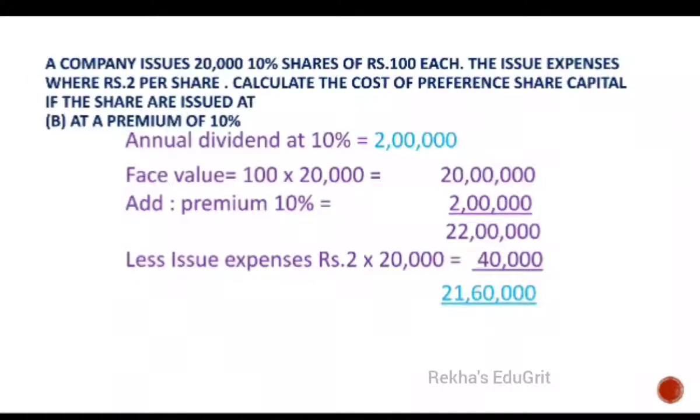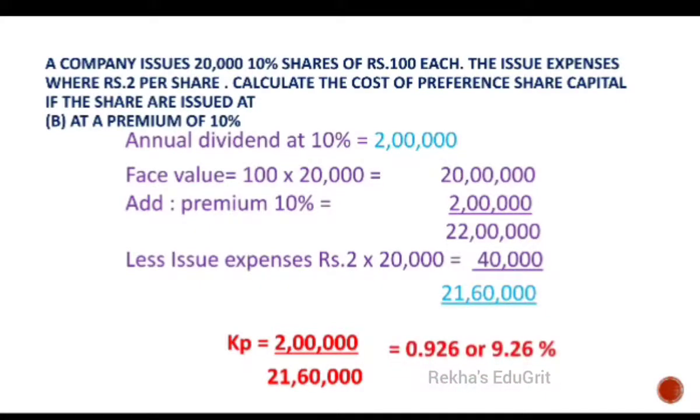We calculated the dividend and also the net proceeds. Now we can apply this into the formula. So Kp equal to annual dividend divided by net proceeds, isn't it? So the annual dividend is 2 lakh divided by 21 lakh 60,000. We get 0.926. Then we can convert into percentage, then 9.26%.